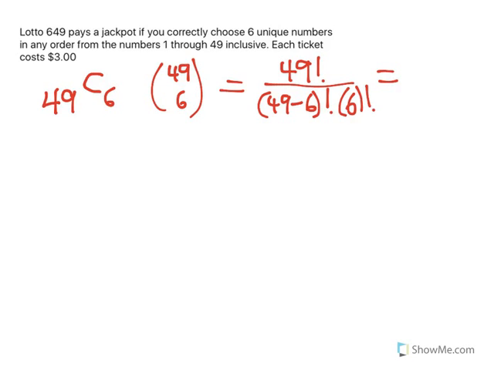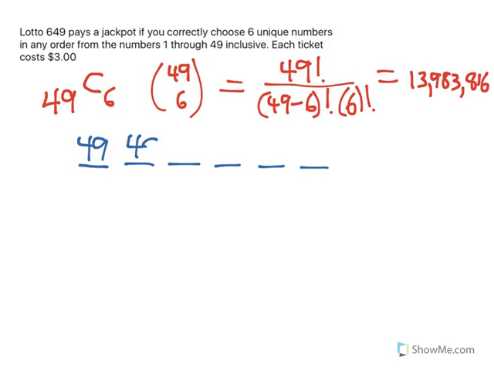You can pop that in the calculator and you get 13,983,816. So just under 14 million combinations. Now, one common mistake for calculating this number: people often say, oh, I've got 6 slots, 6 numbers to choose. I can choose the first one 49 ways, the next one 48 ways, the next one 47 ways, 46, 45, 44, and I can multiply all of these together to get the same answer.